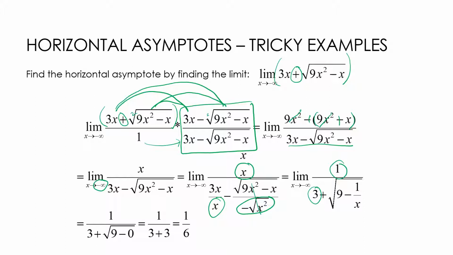And then, of course, at this point, I'm actually able to find the limit because the only thing I'm really finding the limit of is that one. So it's 1 over 3 plus the square root of 9 minus 0, or 1 over 3 plus 3, which is 1/6. So my horizontal asymptote would be y equals 1/6. My limit would be 1/6.